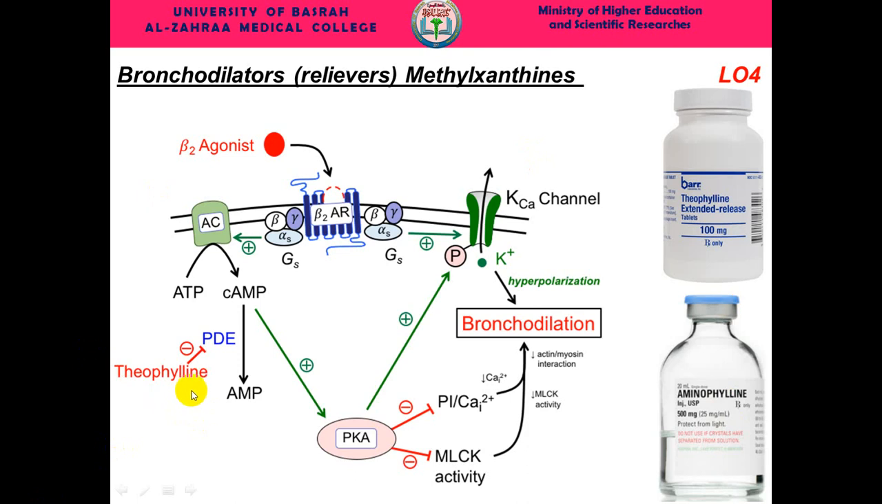These methylxanthines, like theophylline, will act on the phosphodiesterase enzyme. And you know the phosphodiesterase enzyme will break down cyclic AMP into AMP. So if we inhibit the phosphodiesterase enzyme by theophylline, we will stop the breakdown of cyclic AMP. This will result in an increased amount of cyclic AMP, and it will act in the same way as the beta agonist. It will stimulate the efflux of calcium, the influx of potassium into the cell, with the resultant bronchodilation.